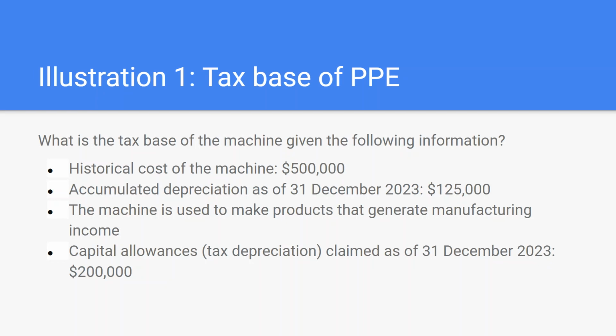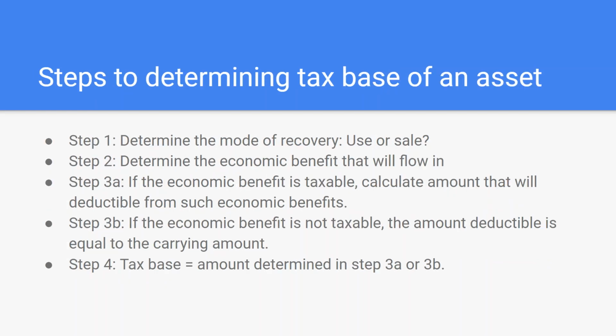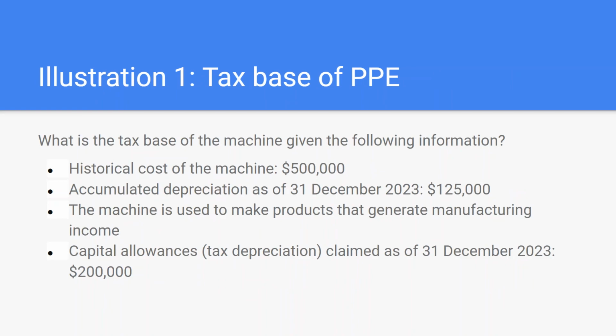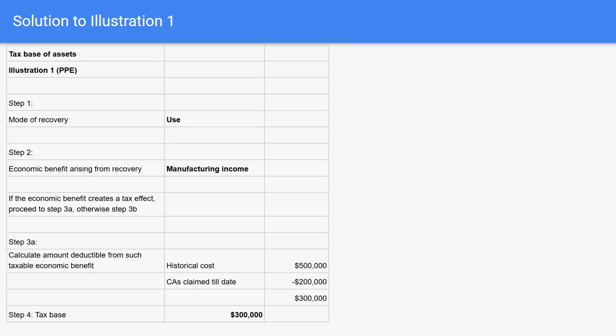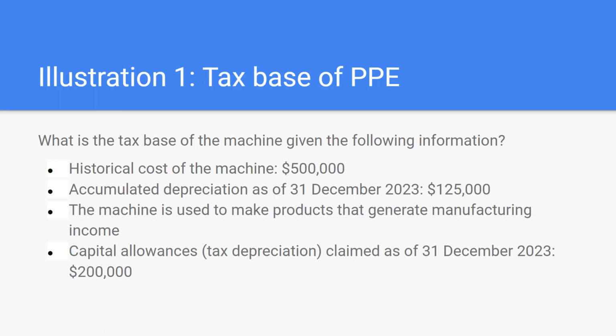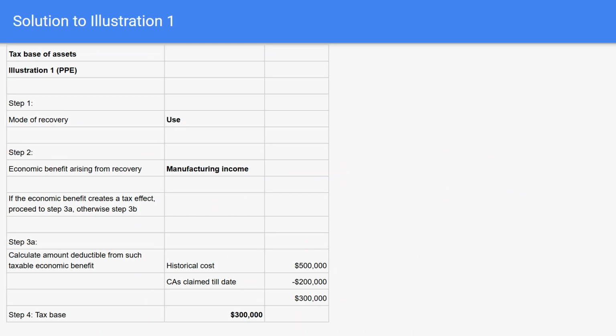And so let's go to the solution of this illustration. I'm going to use the steps on this screen to solve this illustration. So starting point, and I've solved it, but let's just go through step by step. Step one says, what's the mode of recovery of the carrying amount of this asset? If you go back here, the third bullet point says the machine is used to make products that generate manufacturing income. So what it means is that the machine is used. You are using it to generate something. So it means the mode of recovery of the carrying amount of that asset is through use. And that's why you see the response I have here is use.